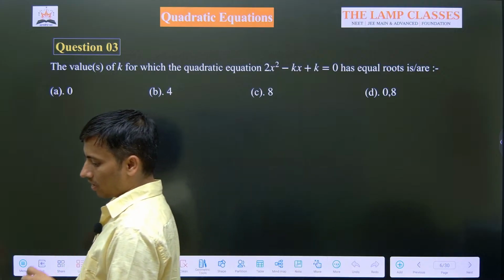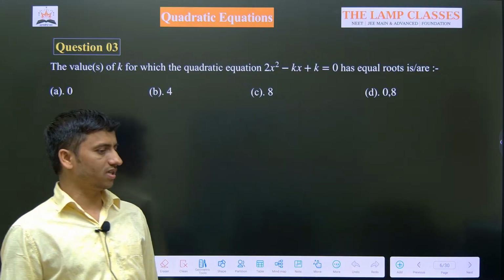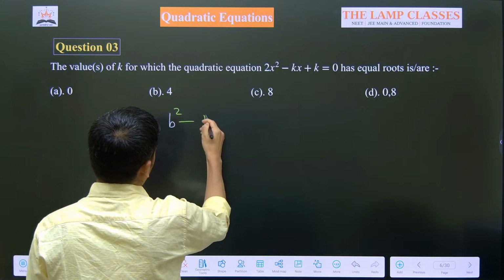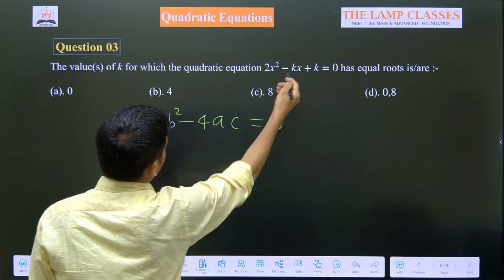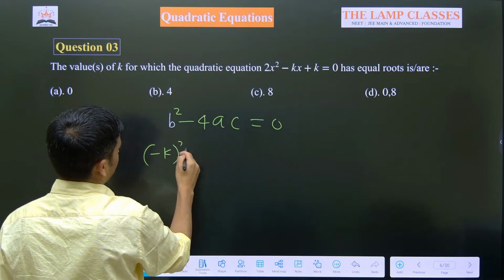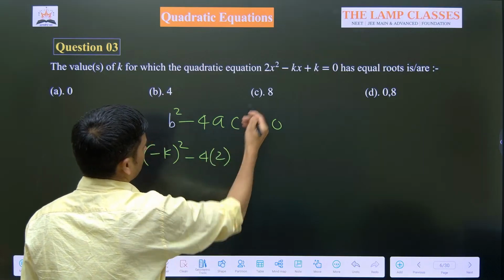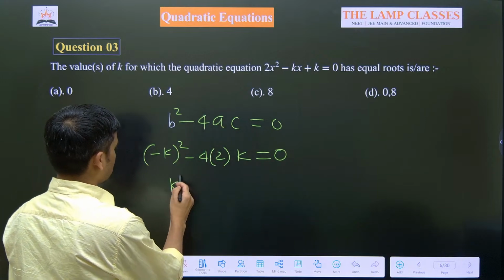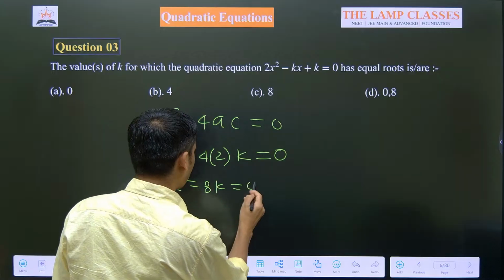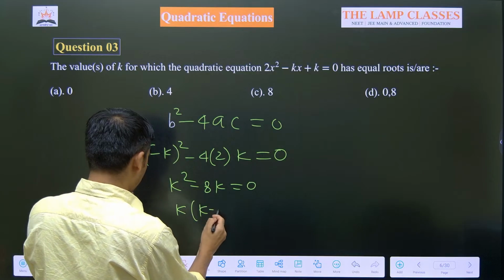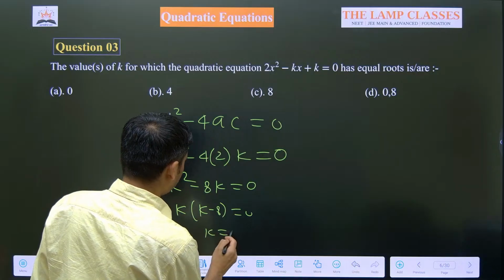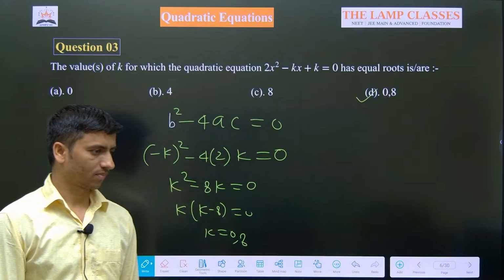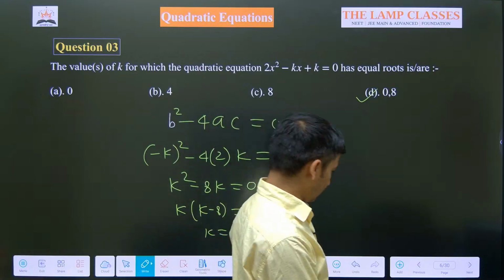Right? So for a quadratic to have equal roots, the condition is discriminant should be 0, right? So b square minus 4ac should be 0. b is minus k, minus 4 times a is 2 into k, right? So k square minus 8k is 0. We got another quadratic to solve, right? So we will get k is equal to 0 comma 8. So we will mark option D and move to the next question. Yes, that's correct, Varani. Good.